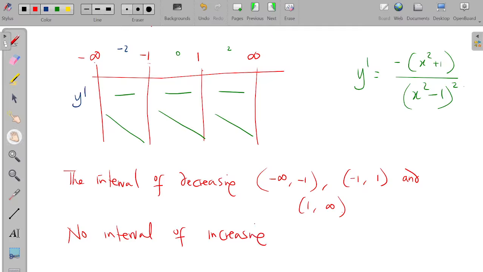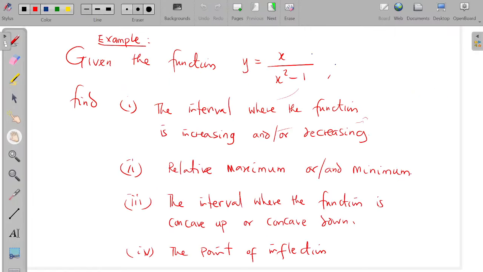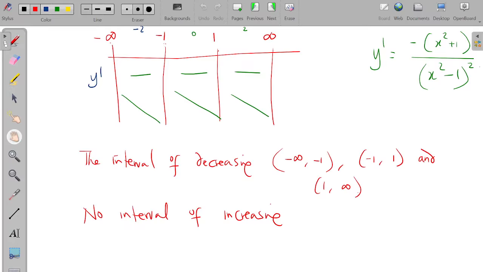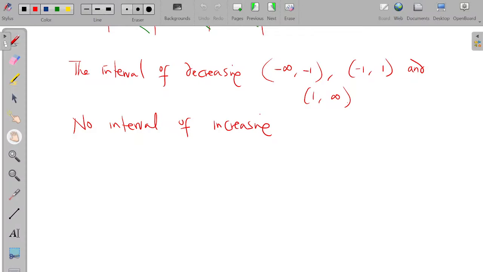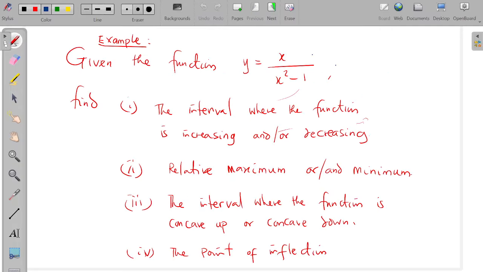Okay, no interval of increasing. Please take note of that. Now, what is the next question? They said we must find relative maximum or relative minimum. Since there is no interval of increasing, we have no relative maximum or minimum. Okay, no relative maximum or minimum. Please take note of that.